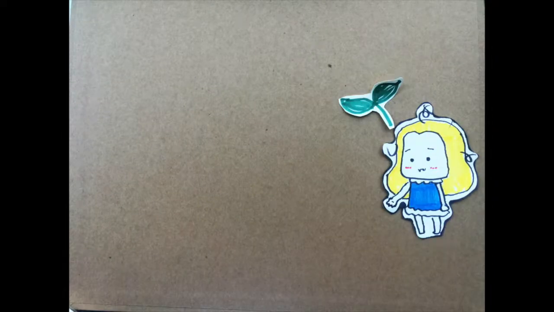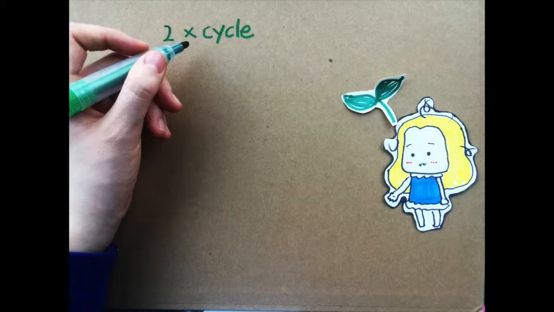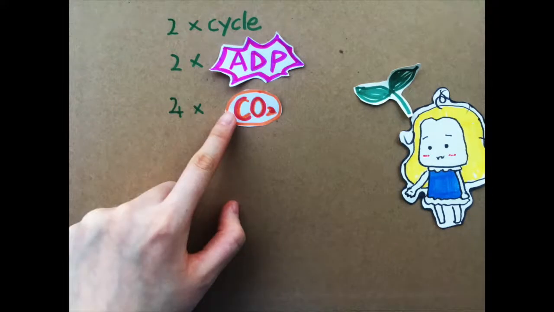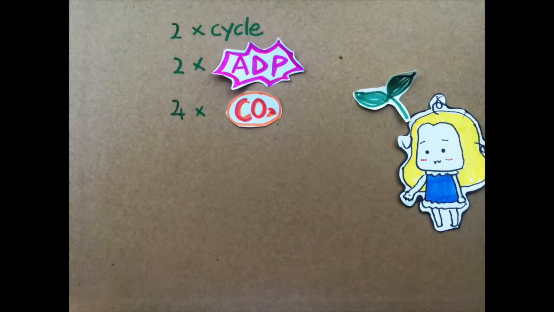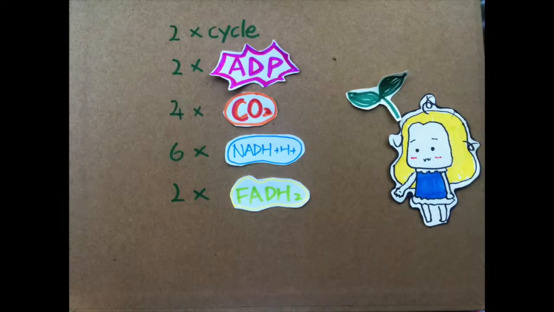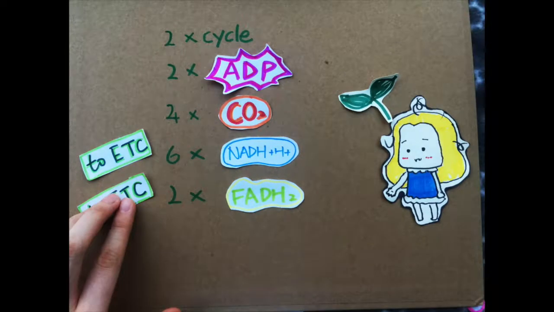There are 2 cycles for the Krebs cycle, one for each pyruvate. The net yield of the Krebs cycle is 2 ATP formed, 4 carbon dioxide released, and 6 NADH+ and 2 FADH+. The protons the Krebs cycle generated will be sent into the electron transport chain ultimately.